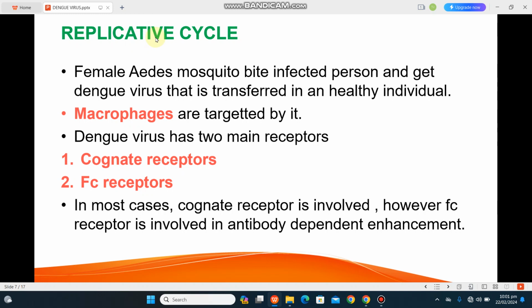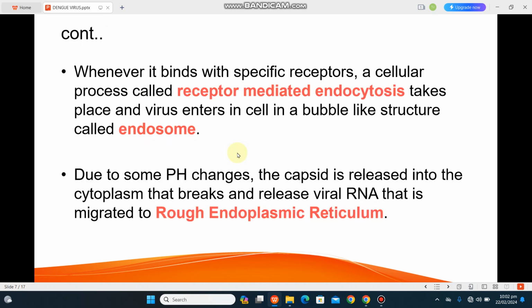Female Aedes mosquitoes, whenever they bite an infected person, get the dengue virus, and then transfer it to a healthy individual. The most important target of this virus is the macrophages, and the two main receptors of dengue virus are the cognate receptors and Fc receptors. In most cases, cognate receptors are involved. Whenever it binds with the specific receptors at the surface of the cell and gets into the cell, this is known as receptor mediated endocytosis, and a specific bubble is formed, that is known as an endosome.